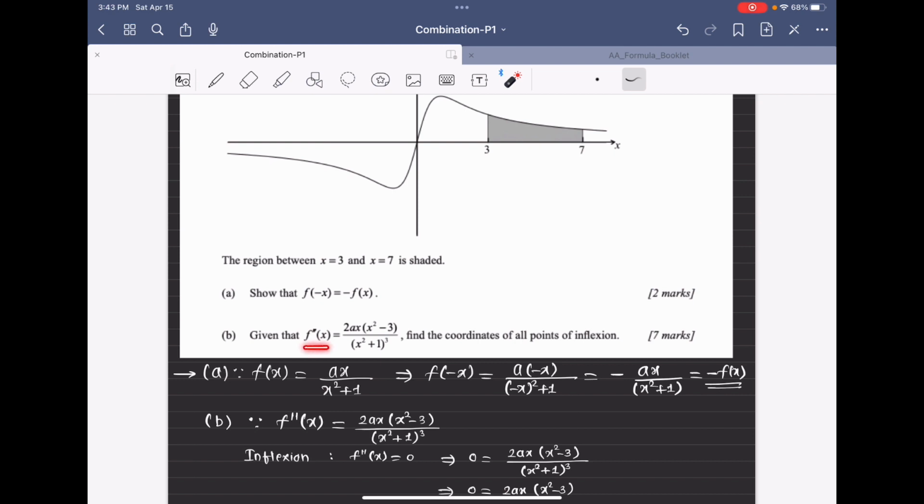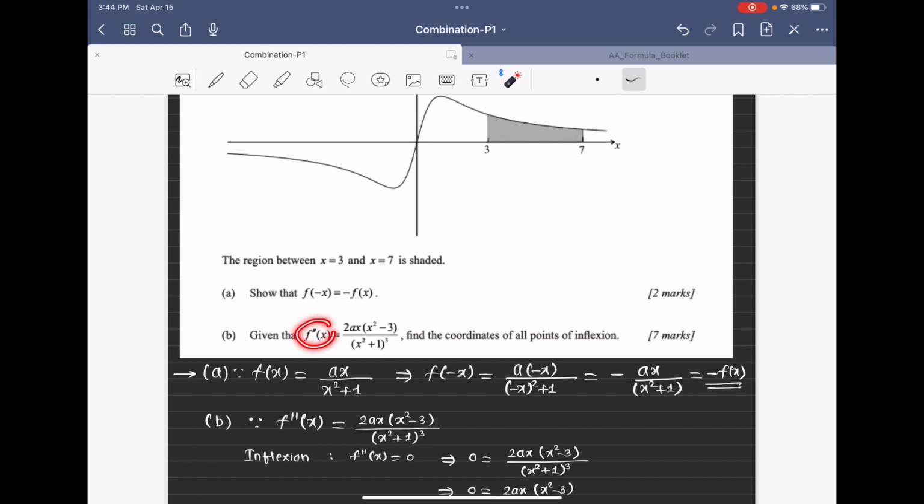Given that f double dash x is equal to 2 times a times x times x square minus 3 over x square plus 1 raised to 3. You don't need to find that. They have already given that the double derivative f double dash x is given. And they said find the coordinates of all points of inflection.